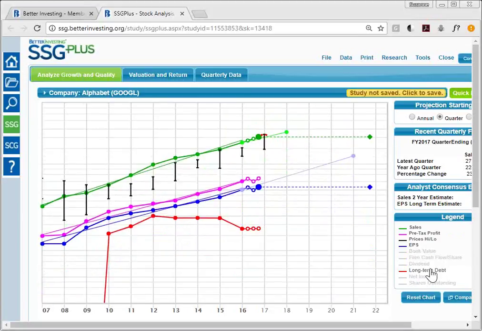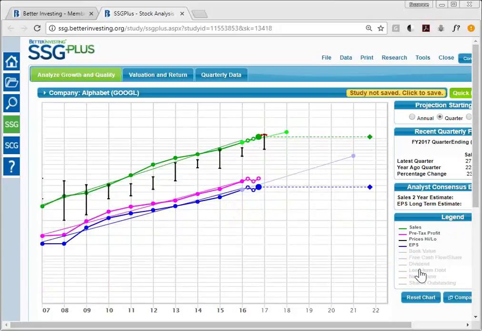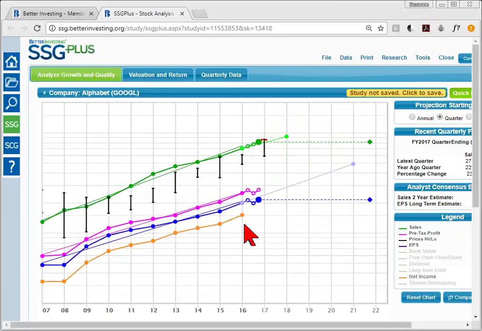We can look at long-term debt. And is it growing? So it went from practically nothing to something, and we'll look at that as a percentage of capital and see if we find it alarming. So that's the trend, and what we see is it's flat or declining, so that's a good thing. We can look at net income in addition to pre-tax profit.